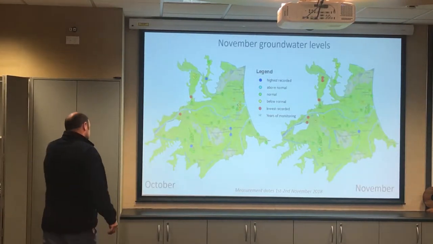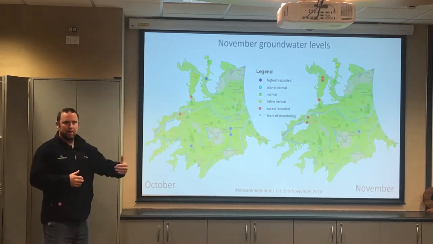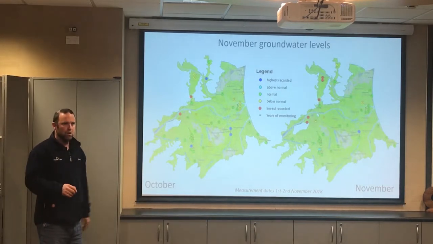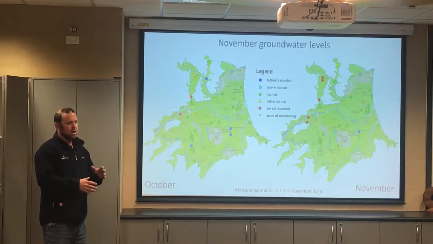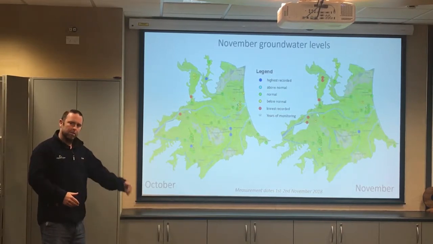I'll start off with the Hiratonga, and I'll go through a general pattern of how November's conditions compare to historical ones, whether they are normal or below normal. Then I'll move in and look at some hydrographs, which are representations of the pattern going on there, followed by the Rua Tanapa.